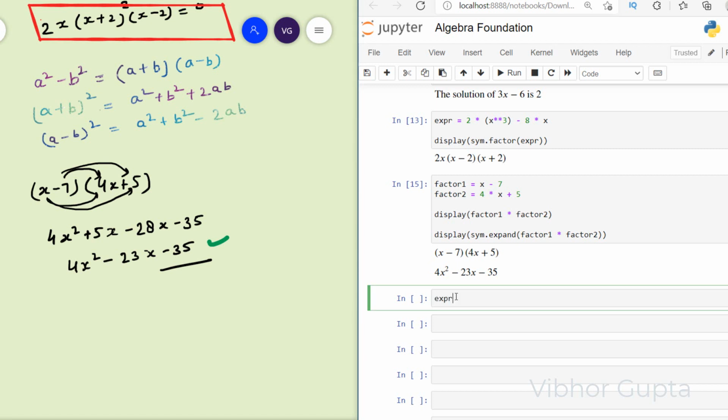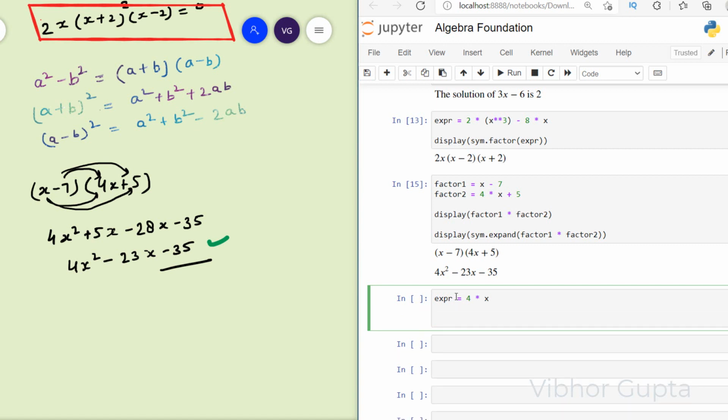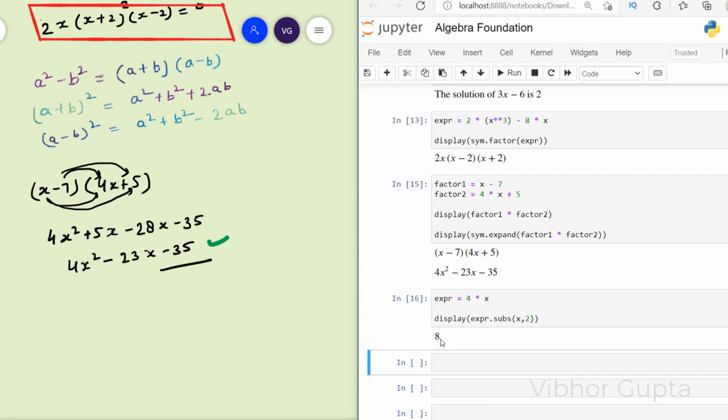So let's say my expression is 4 into x. This is a simple expression, right? In this expression, if x is 2, then the value for this expression would be 4 into 2, which means 8, right? So how can I substitute the value for x? We already saw this in the previous videos, right? So I can say expression dot subs, and now I'll say substitute x with, let's say, 2. So if I run it, we will get the expected output.